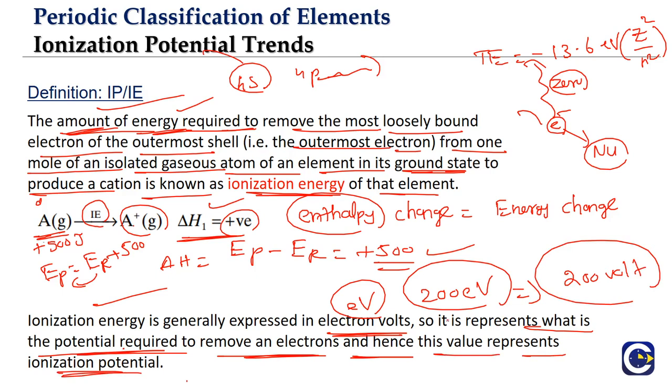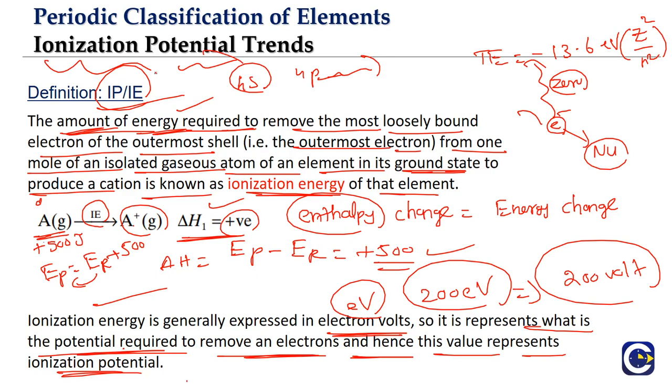So the 200 volt represents the ionization potential. If you are giving the ionization energy value in electron volt, you just look at the corresponding voltage value. That is what we call ionization potential. So when we talk about the ionization potential trend, the same thing is true for the ionization energy also. If you take ionization energy in electron volt unit, both will have the same numerical value. One will be in electron volt unit, the other in volt unit. That is the only difference. This much potential has to be applied to remove the electron. That is the ionization potential concept.